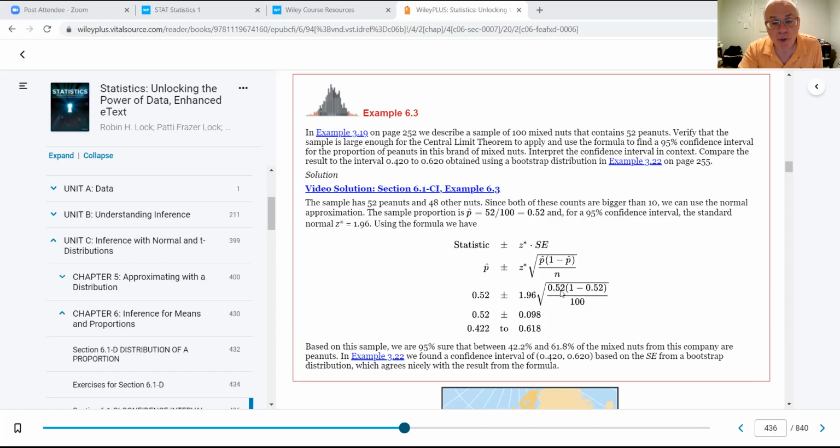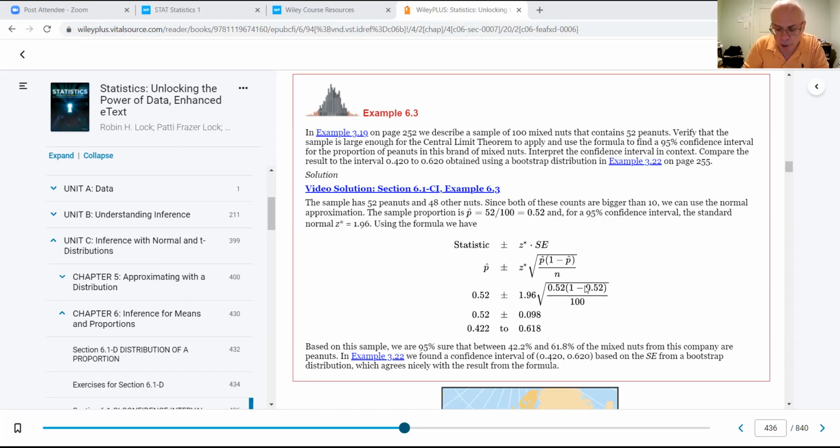So we're going to put 0.52 here, 1 minus 0.52, divided by 100. That's your sample size. There's 100 people, or 100 nuts in this case, being sampled. Take the square root of that whole thing. You get the standard error. Okay? And then multiply it by 1.96, and we get our margin of error.